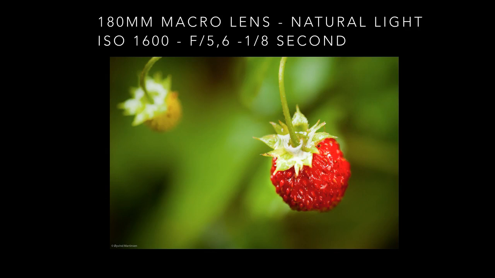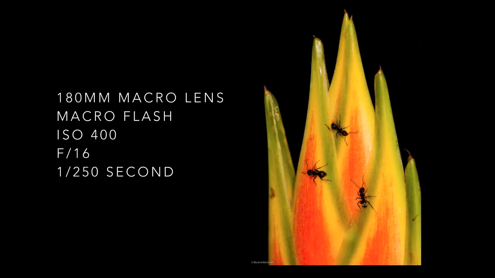Wild strawberries are a symbol of summer in Norway. Here I used aperture f5.6 for less depth of field. And there are contrasting colors between the two berries and also repetitive forms. And here we see tree ants that are climbing on a colorful heliconia flower in the rainforest of Cerro Olla National Park in Panama. Macro photography enables us to tell small stories about small creatures in their environment.